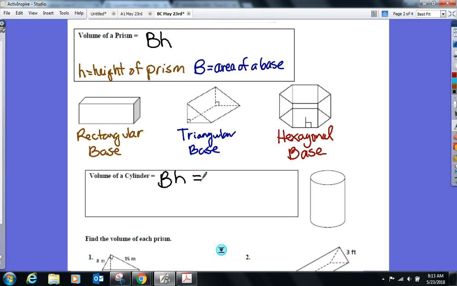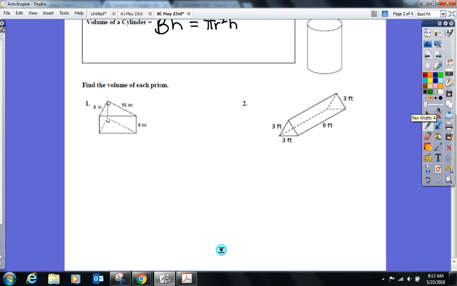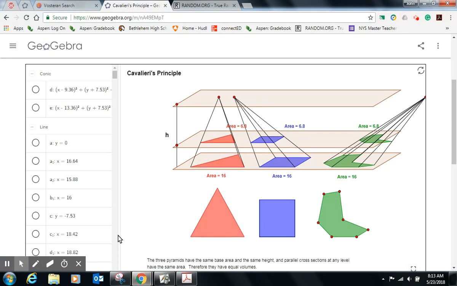Let's go, Ella. What do you got? Pi r squared can go in for the base because that's the area of a circle, times the height. If you want to look on your reference sheet now, that's exactly what it says. Volume of a cylinder, pi r squared times the height. All right, so volume, prism, and cylinder today. All good? All right, so help me find the volume of this prism. Your turn to take over.